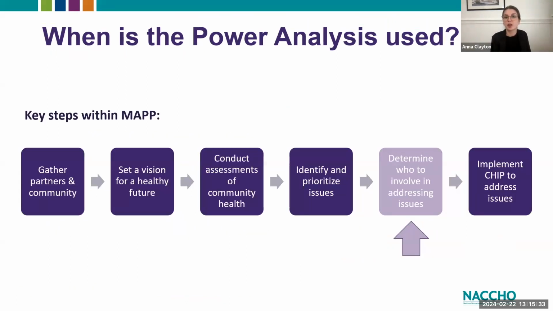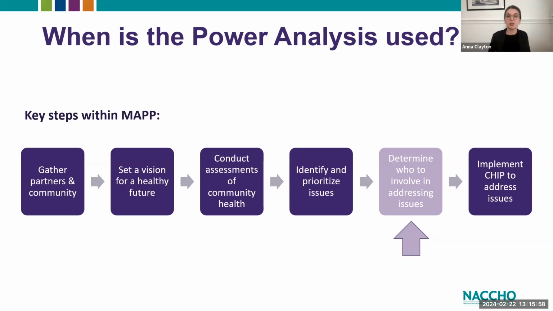So to give you a little more context on when this is used in a community health improvement process, this is not an official diagram from MAPP. This was just intended to try and summarize where it shows up in the process. So some key steps within MAPP. First, you start by gathering partners and community members who are going to engage in this community health improvement process altogether.